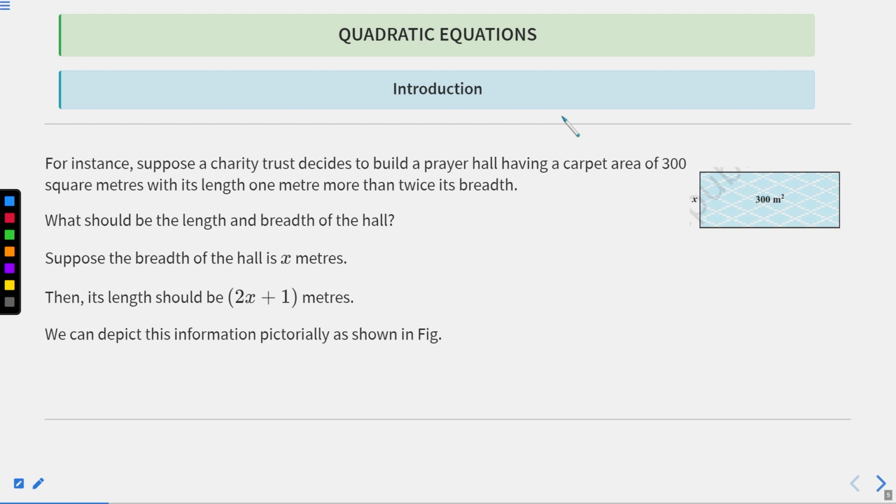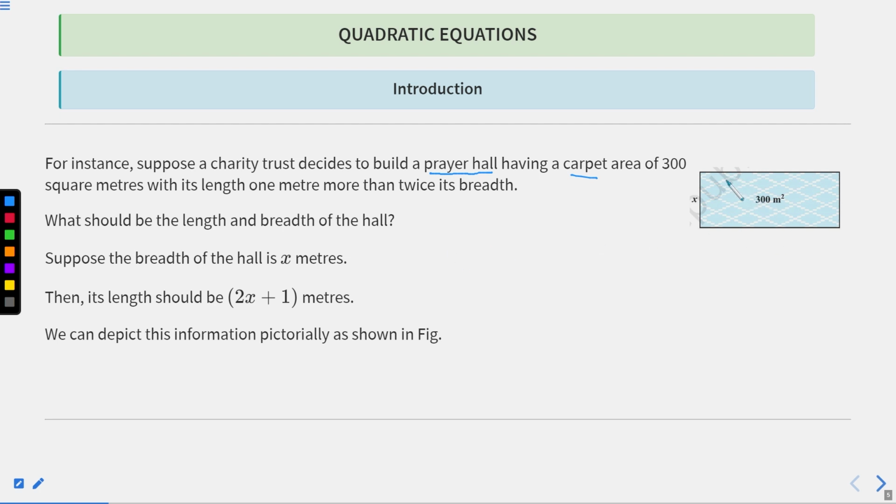Now let's get started by taking an important real life example, to discuss how quadratic equations come up. Suppose a charity trust decides to build a prayer hall having a carpet area of 300 square meters, with its length 1 meter more than twice its breadth. So here a charity trust decides to build a prayer hall which has a carpet area of 300 square meters.